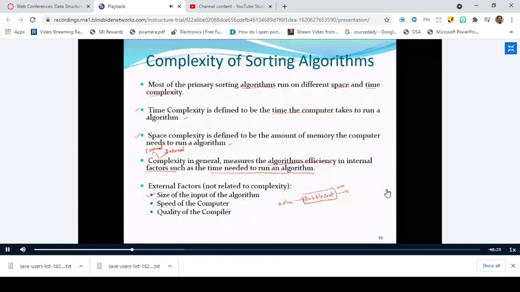What happens to the total time taken by this algorithm to sort the list when I give 100 elements? Does the time increase, decrease, or remain the same? Increases, sir. Similarly, if you give 1000 elements, the time taken to sort these 1000 elements will increase, right?